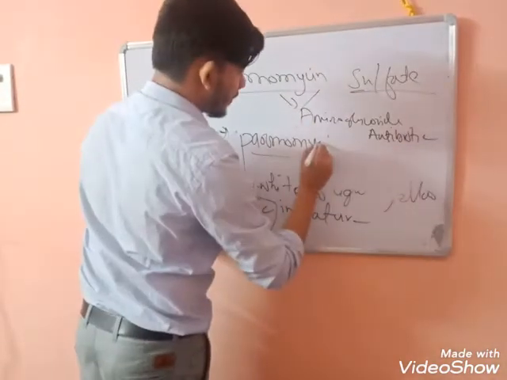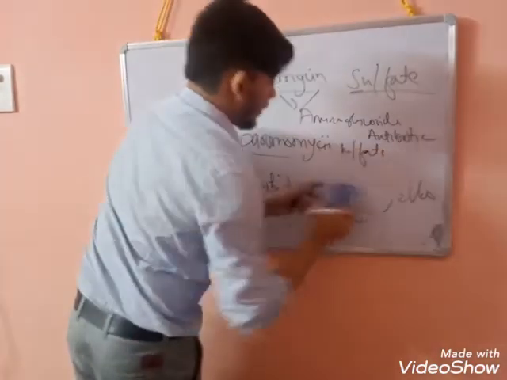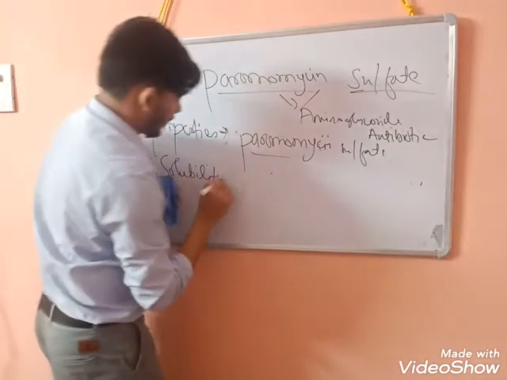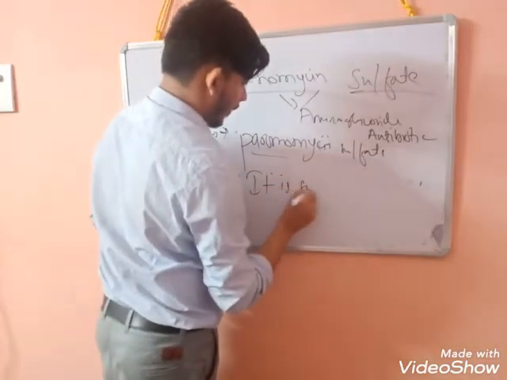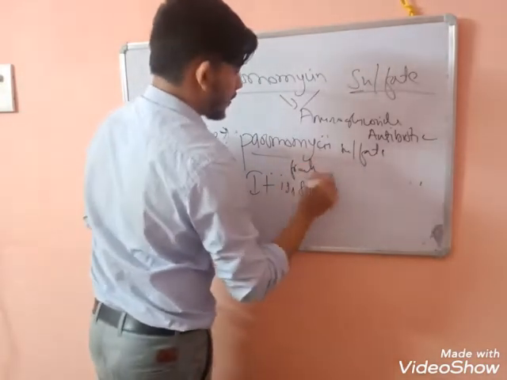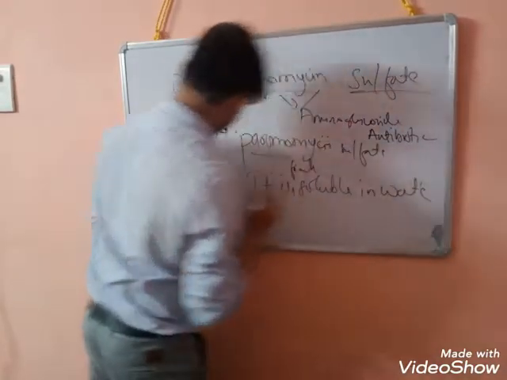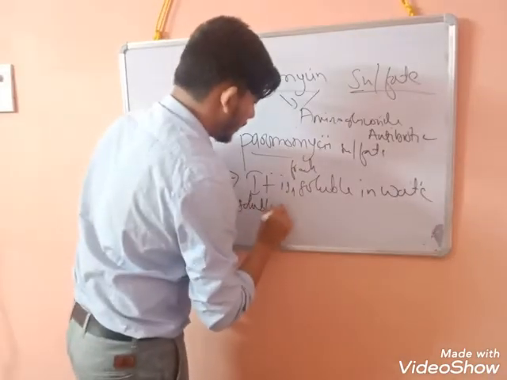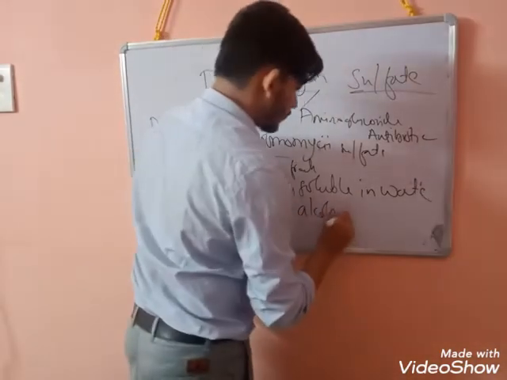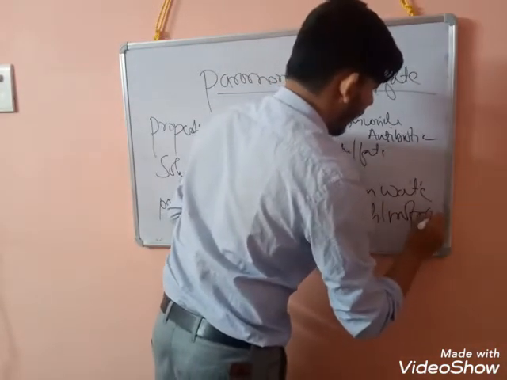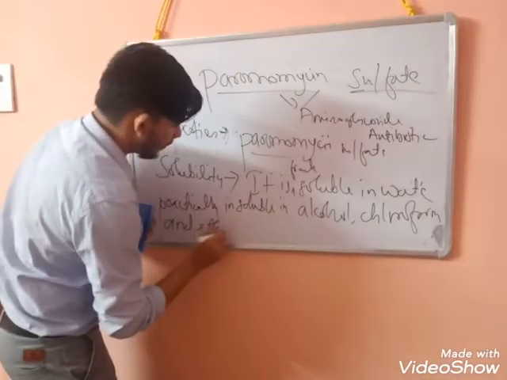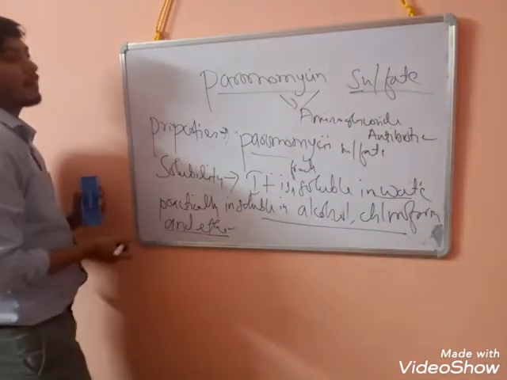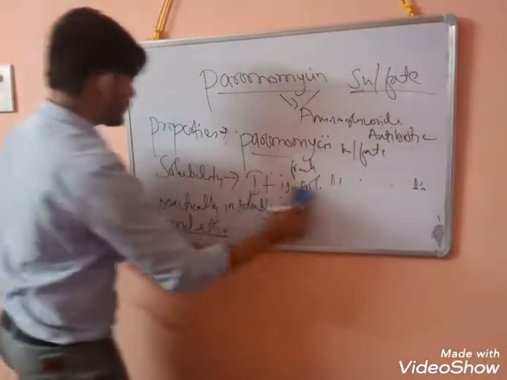Next, paromomycin sulphate solubility. It is freely soluble in water. Then practically insoluble in alcohol, chloroform and ether. So you have to remember, it is freely soluble in water, but practically insoluble in chloroform, alcohol, and ether. So this is about its solubility.